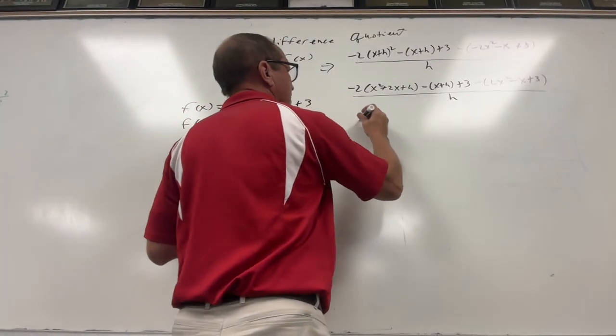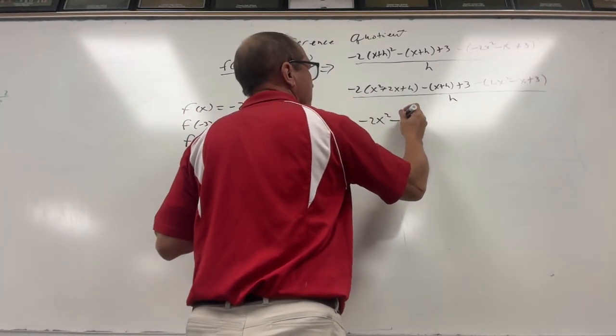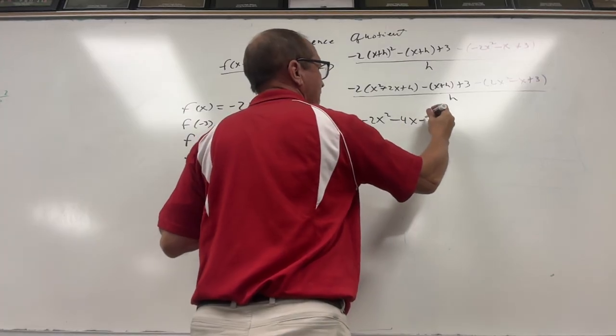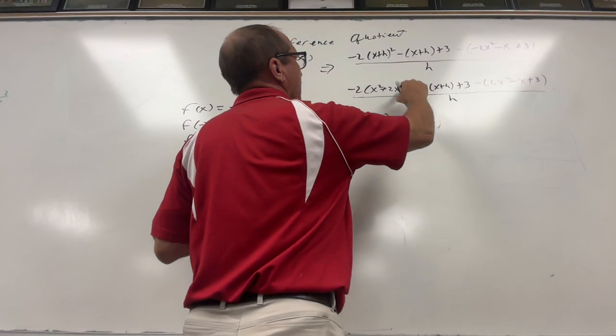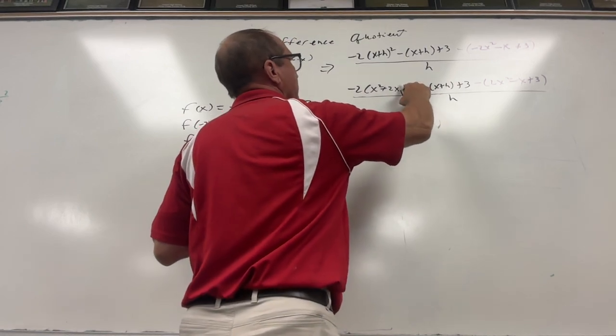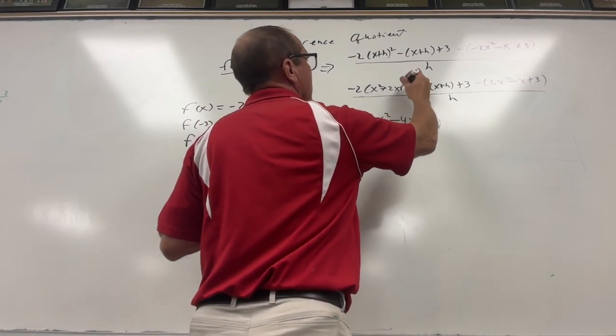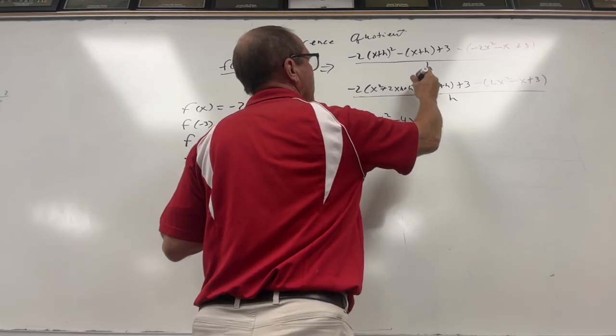So anyway, I'm going to keep going. So we've got negative 2x squared minus 4x minus 2h. I'm sorry, I missed this. It's not 2x, it's 2xh. I blew this problem totally, and then this is h squared.